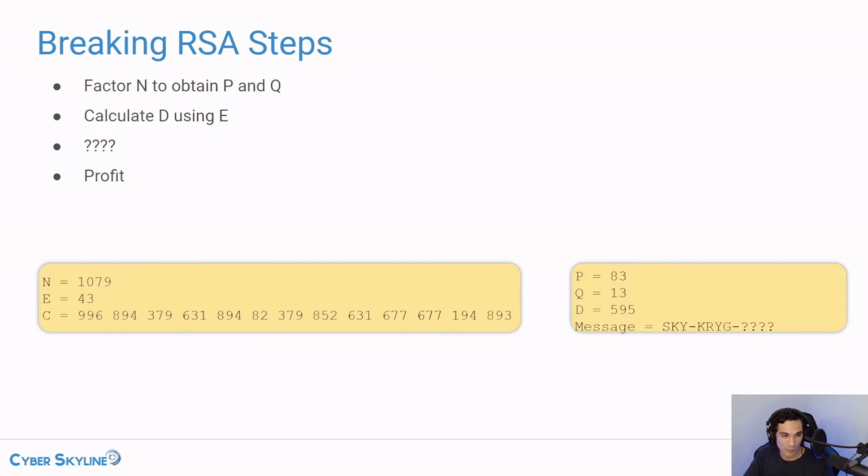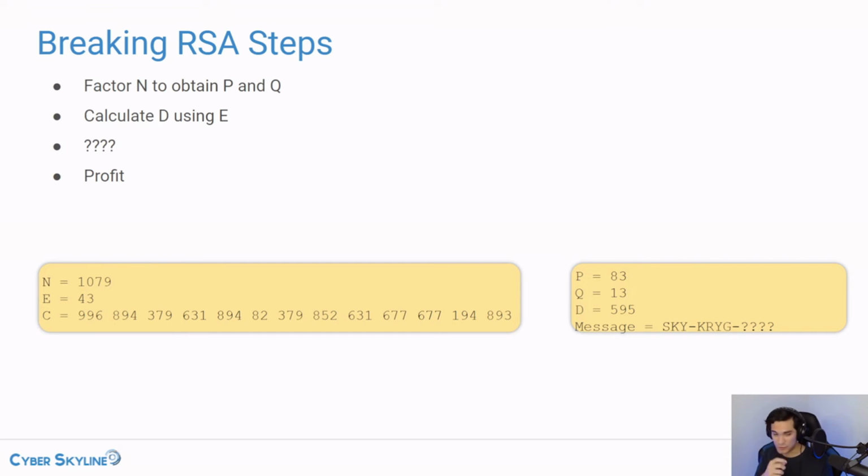So if you want to write these numbers down at home, I'm not showing you the whole decrypted message because I don't want to give you any spoilers, but the value of N over here, we have 1,079. The value of E is 43. If you don't want to copy all of C, you can just copy the first 3 numbers. So 996, 894, 379. You can just copy those 3 values, and then you'll just decrypt the first 3 letters of the message instead of the entirety of it. It'll make it a little bit easier on yourself if you want to do it that way.